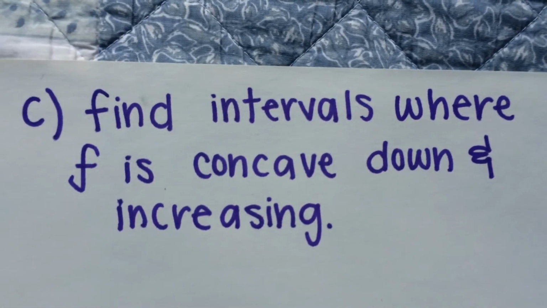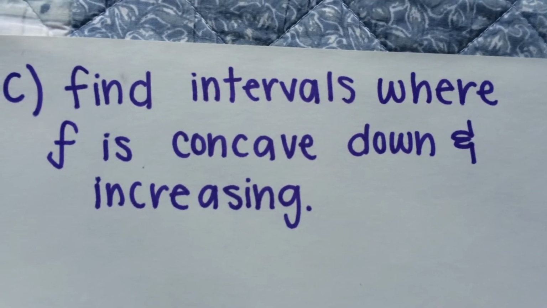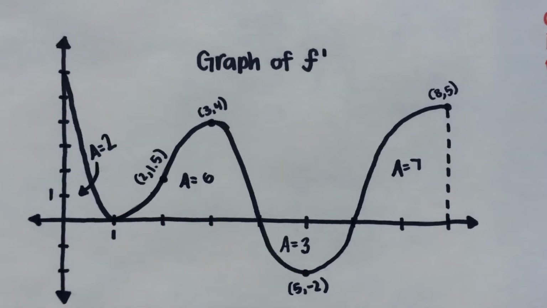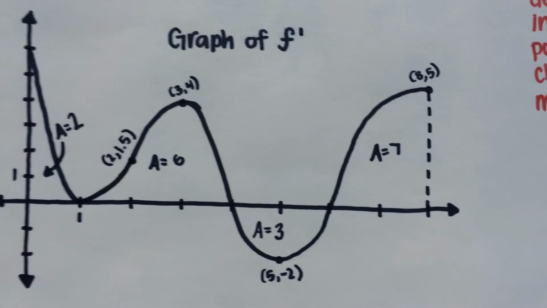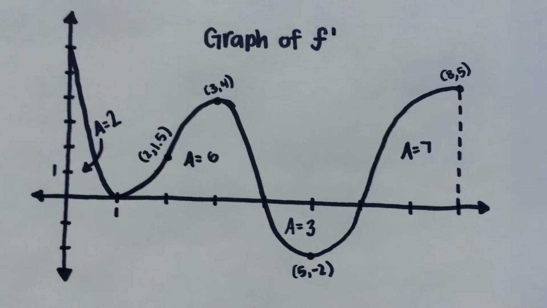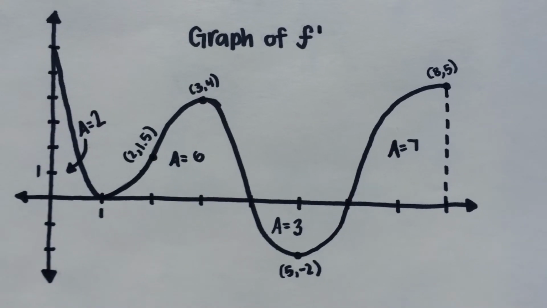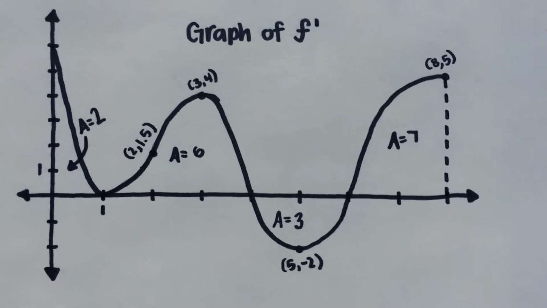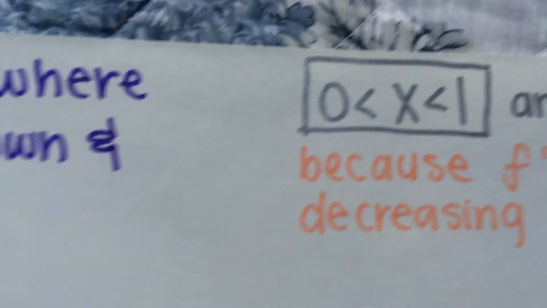Part C asks us to find the intervals on f where the function is concave down and increasing. If we look back at our graph, we have to find areas that are concave down by finding where f prime is decreasing. So we find multiple areas where f prime is decreasing, but we also want f to be increasing, which means f prime needs to be positive. So where f prime is decreasing and positive, we find from 0 to 1 and from 3 to 4. So that is our answer.